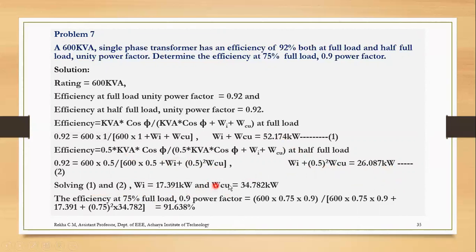Now with these iron loss and copper loss values, we can find out the efficiency at 75% full load and 0.9 power factor. Which is nothing but kVA into X value, into power factor, divided by the same thing plus iron loss plus copper loss, where copper loss should be multiplied by the square of the X factor. So we get efficiency as 91.638%. With this, we come to an end of this online lecture on transformer numericals. Thank you.